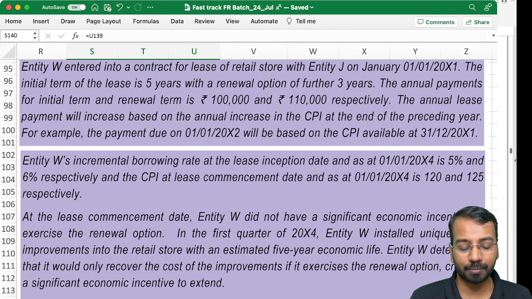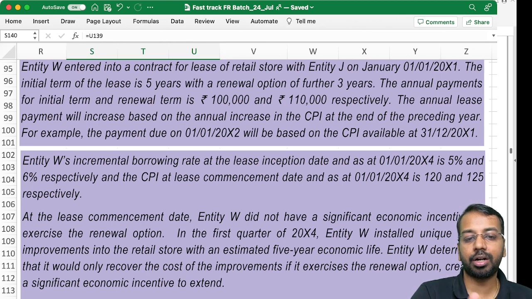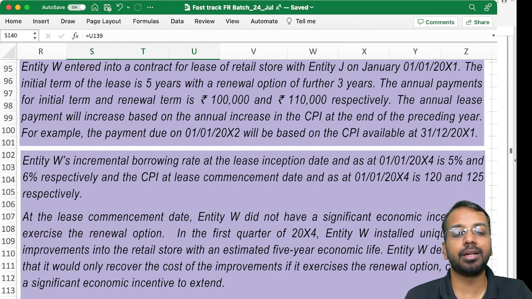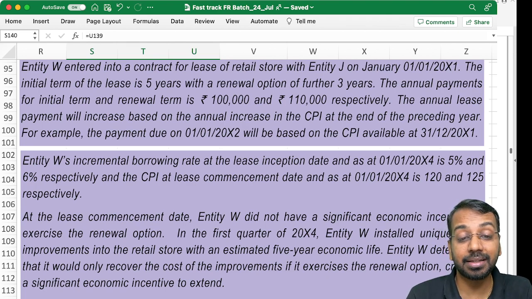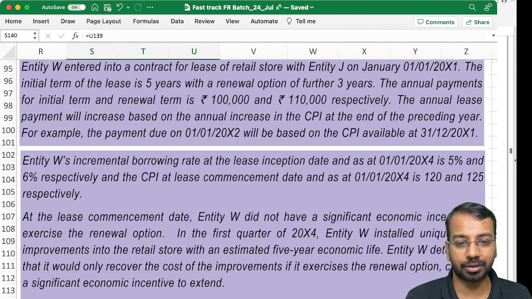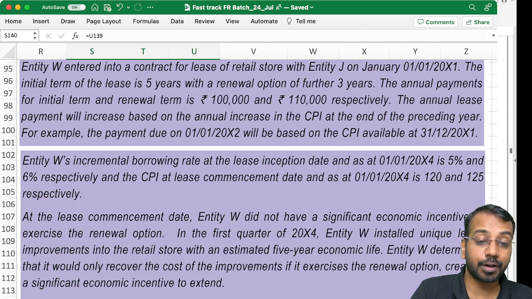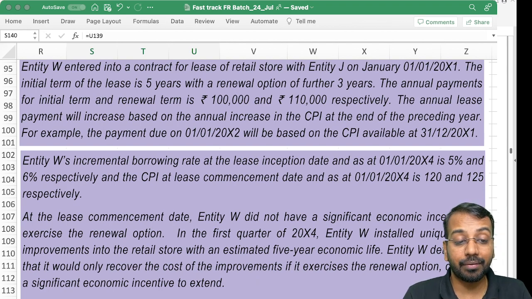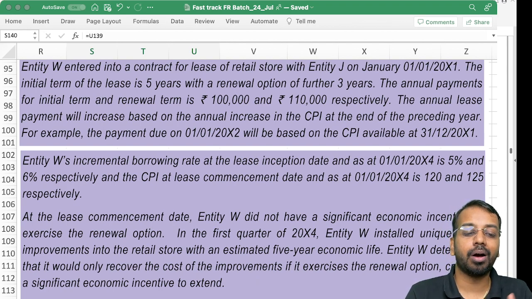Now here what is happening is, I had a place, I thought I will use it only for 5 years, I will not renew it for further period of 3 years. But in the first quarter of year 4, means after 3 years are completed, entity W thinks that it has to extend the lease, only then it will get the benefits. So in first quarter of year 4, because exact dates are not given, we can assume 1st of January of year 4. On 1st of January of year 4, now the entity will say, okay, I will exercise the renewal option.